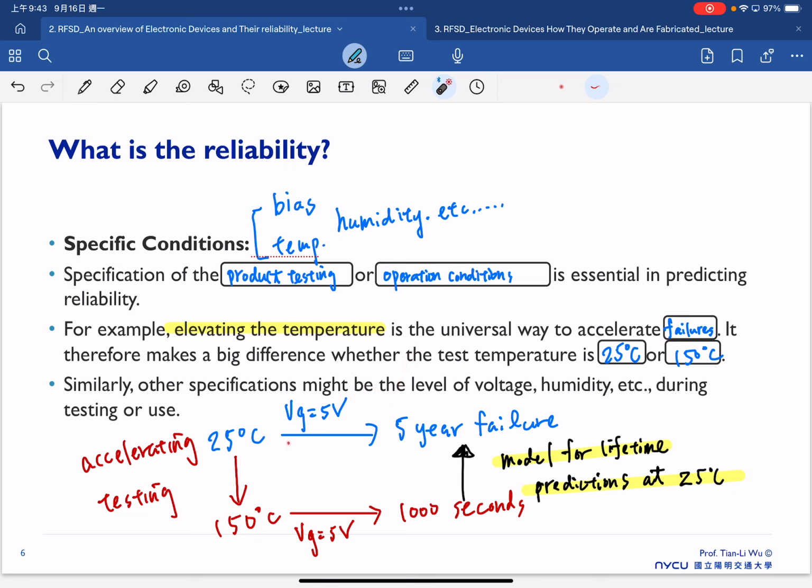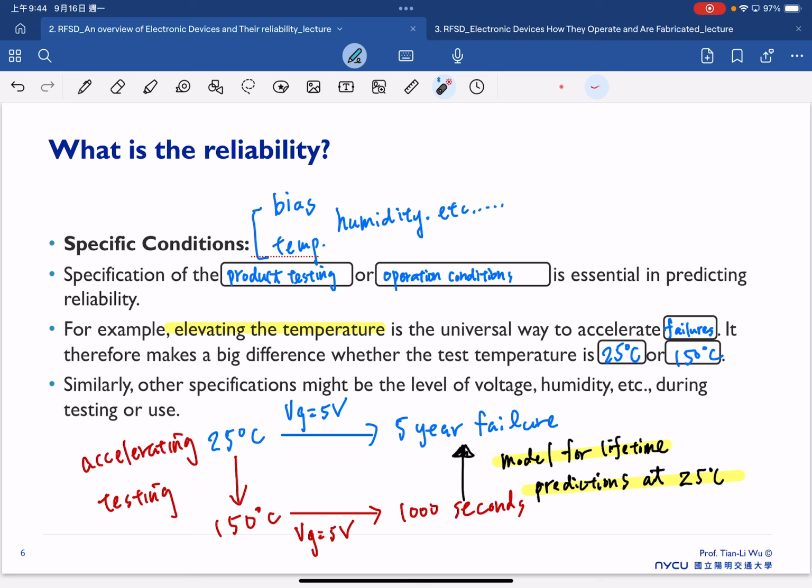So again, originally, we would like to know what would be the failure time at room temperature with this bias, but probably this device can survive for more than 5 years. So that's not possible for us to do the testing in the lab, because 5 years is a pretty long time. So what we often do is we start to do the accelerating testing.